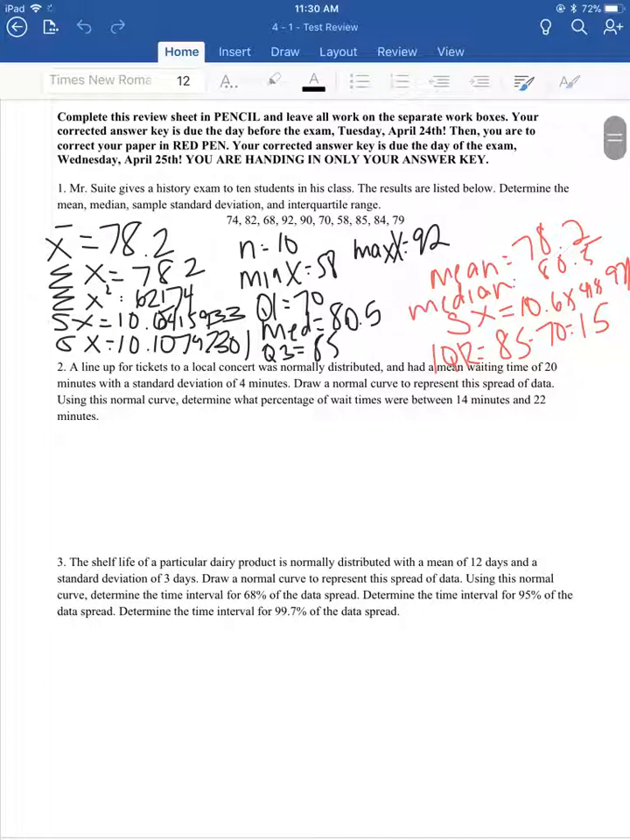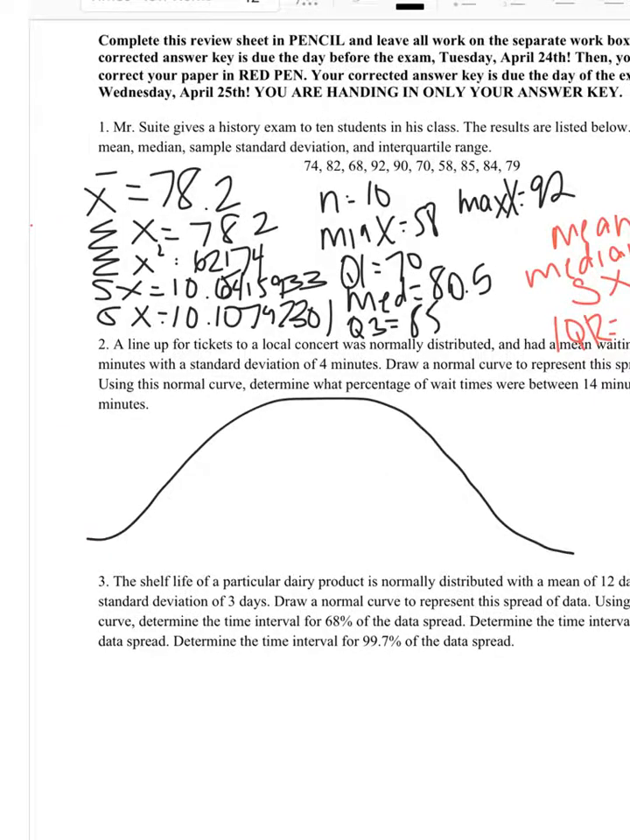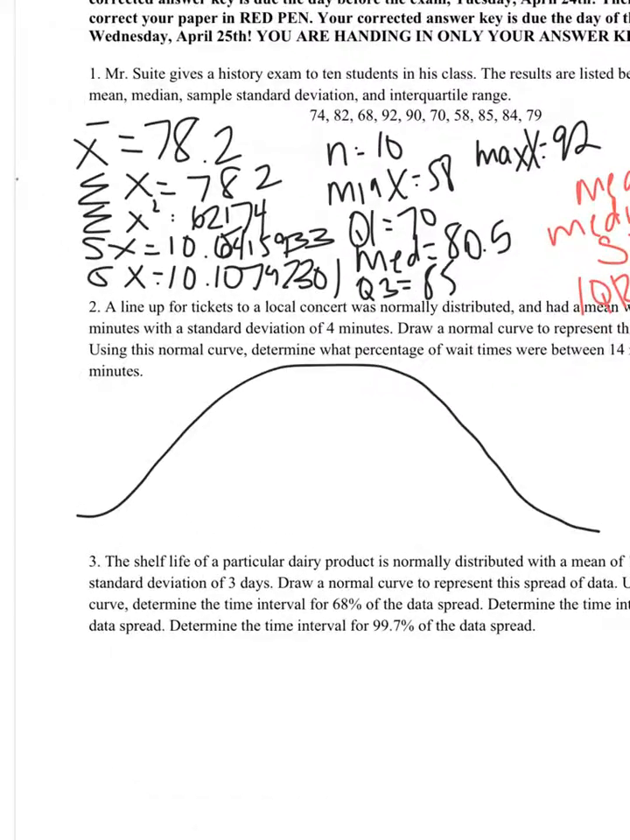Second question, a lineup for tickets to a local concert is normally distributed. Had a mean waiting time of 20 minutes, standard deviation of 4. Draw a normal curve to represent this spread of data. So let's start by doing that. So my normal curve is going to look, I'm going to make it as big as possible. And then the mean is 20 and the standard deviation is 4. So the mean is 20. And then you have standard deviation of 4. That's 1 standard deviation, 2 standard deviations, and 3 standard deviations.